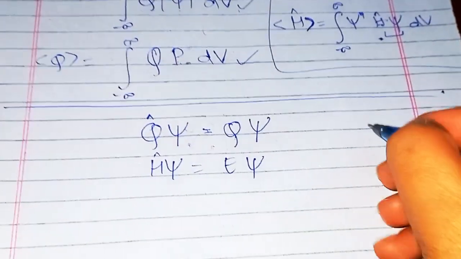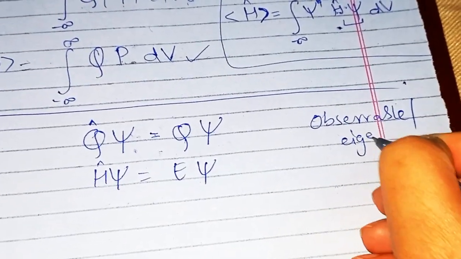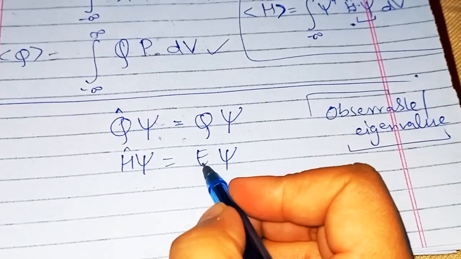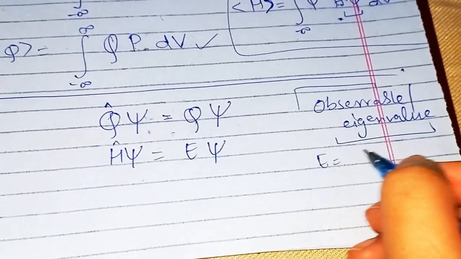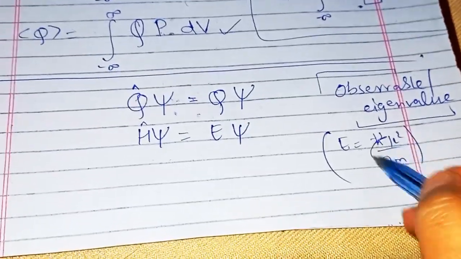You should know what observable means. Observable is actually the eigenvalue, the exact value that we have for this quantity. Let's say if it's energy, then energy is equal to h squared k squared by 2m, and so on.